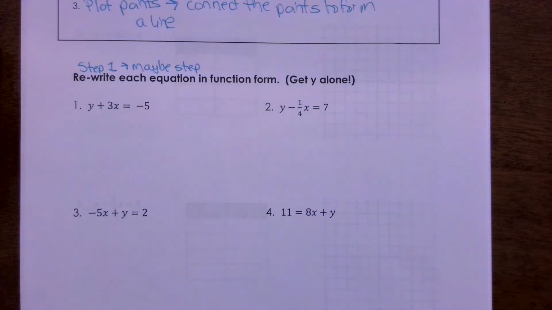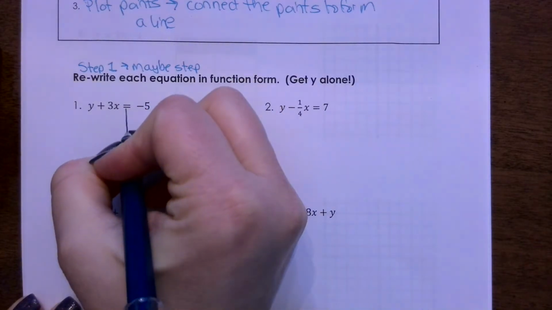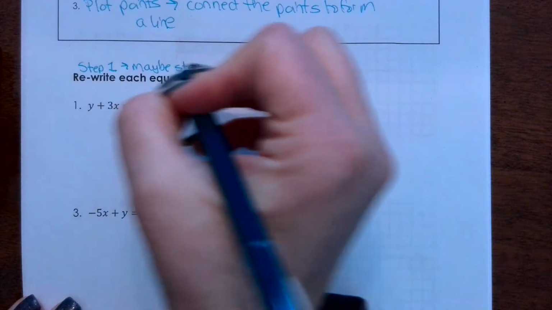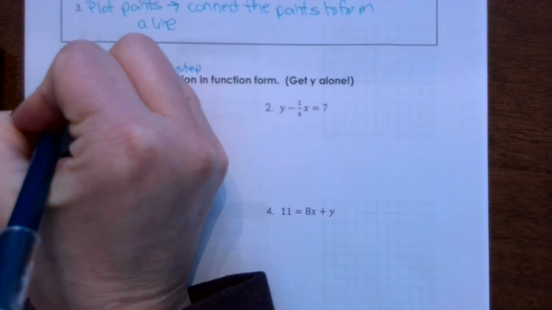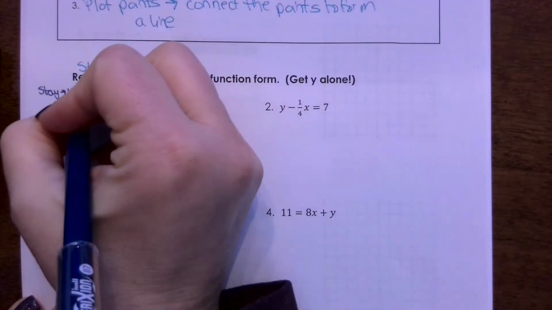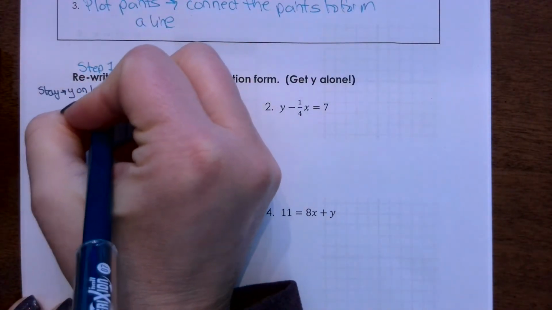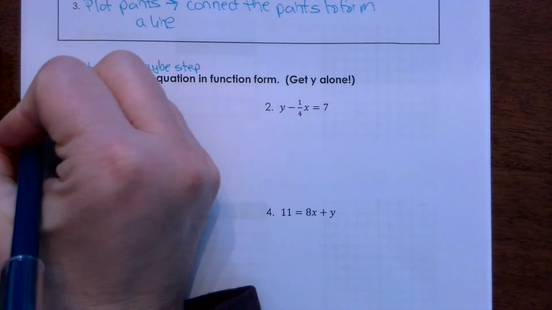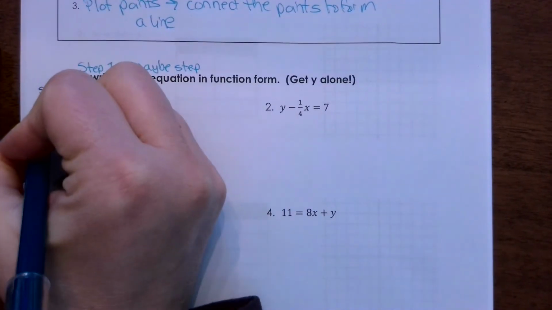So what I want you to think about is two things. We could use our understanding of stay and go to solve this, or we can use our understanding of inverse operations. So I'm going to explain with stay and go first. If I'm thinking about stay and go, what I want to stay is the y. The y must stay on the left. Everything else must go.